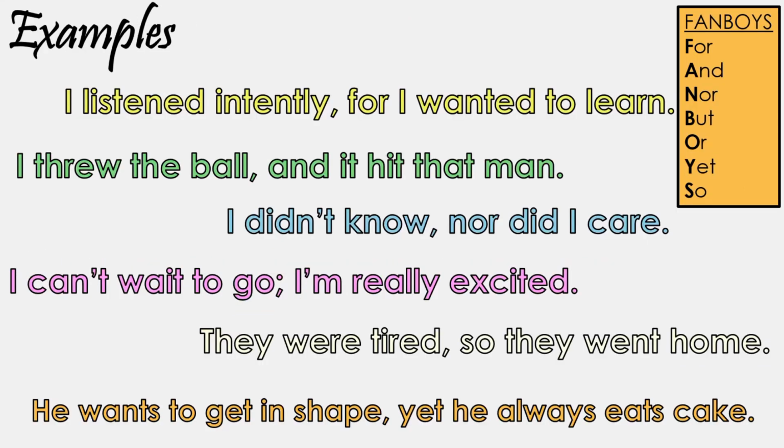Now let's look at a few more examples with the different FANBOYS connectives in use: for, and, nor, but, or, yet, and so. I listened intently, for I wanted to learn. I threw the ball and it hit that man. I didn't know, nor did I care. I can't wait to go; I'm really excited. They were tired, so they went home. He wants to get in shape, yet he always eats cake. As you can see, they're all 2 main clauses with a FANBOYS connective, semicolon or comma in the middle.